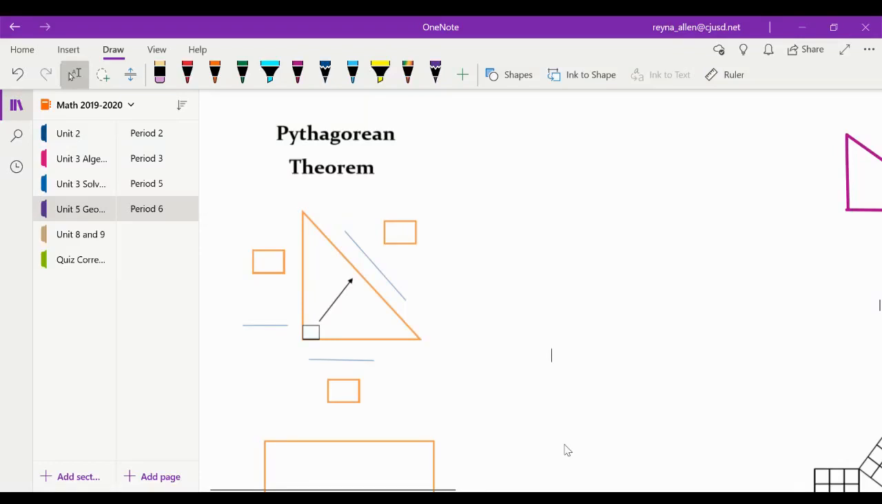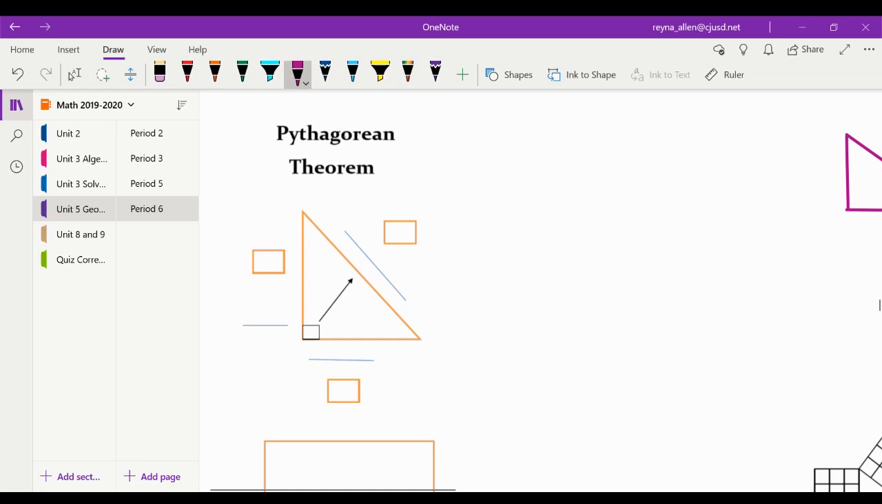Okay, we are going to take a look at this thing called the Pythagorean Theorem. So Pythagorean is based off of a person whose name was Pythagoras. And then a theorem is a math statement that has been proven true. So they've gone through and taken the time to prove that this actually works.